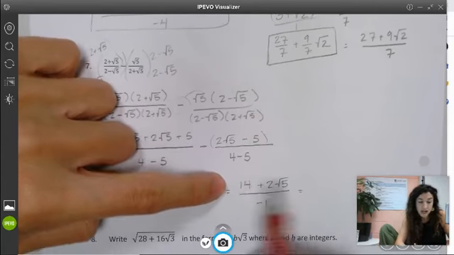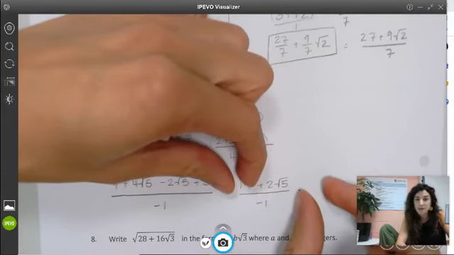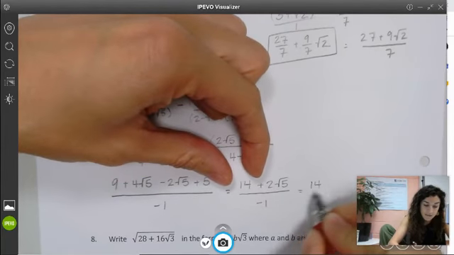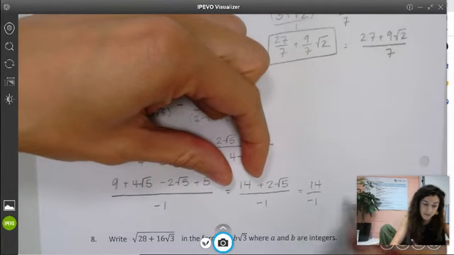So moving backwards from here, I have two terms. If I wanted to split them up into two separate fractions, I would need to make sure that they each have the same denominator.